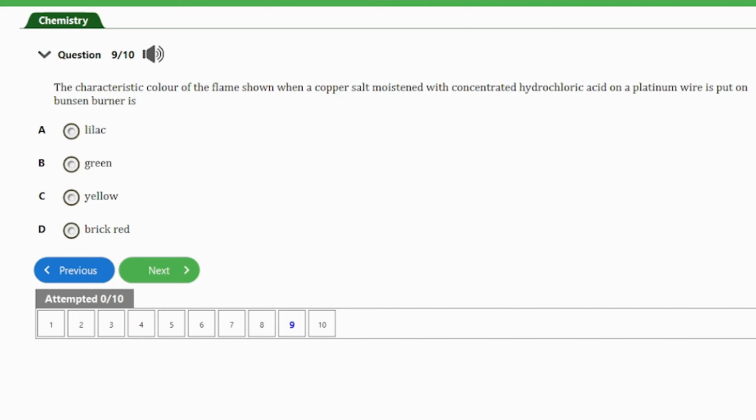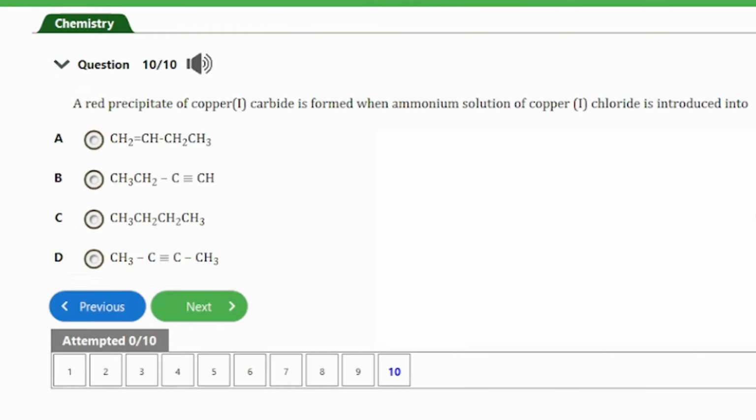So it's a green flame because the flame test on copper actually gives a bluish green color. So that's it for that question. So let's consider the next and the last question here. A red precipitate of copper 1 carbide is formed when ammonium solution of copper 1 chloride is introduced into.